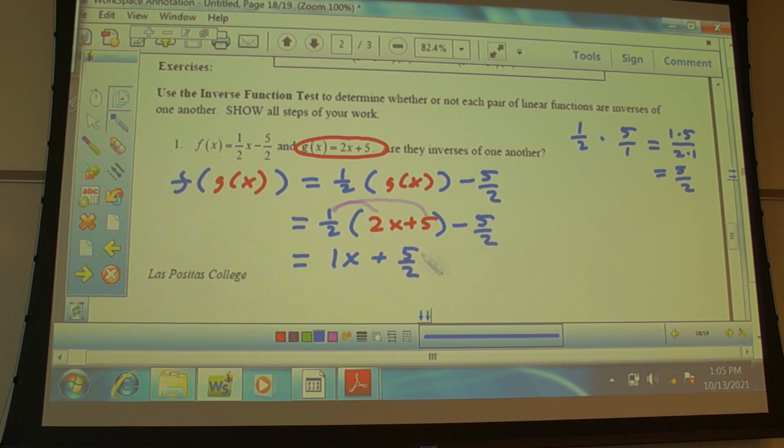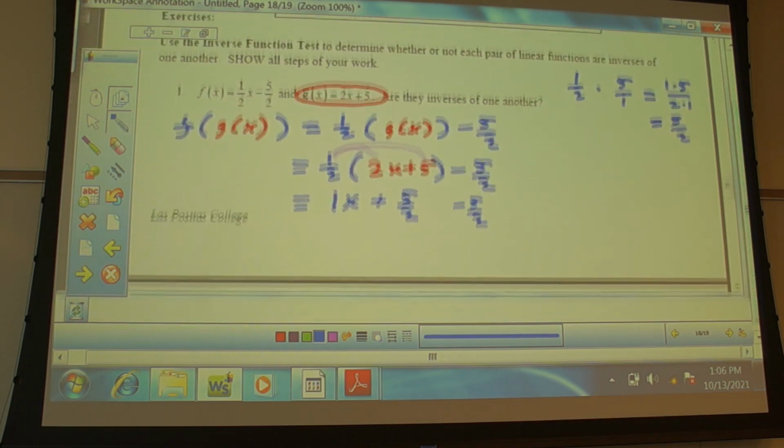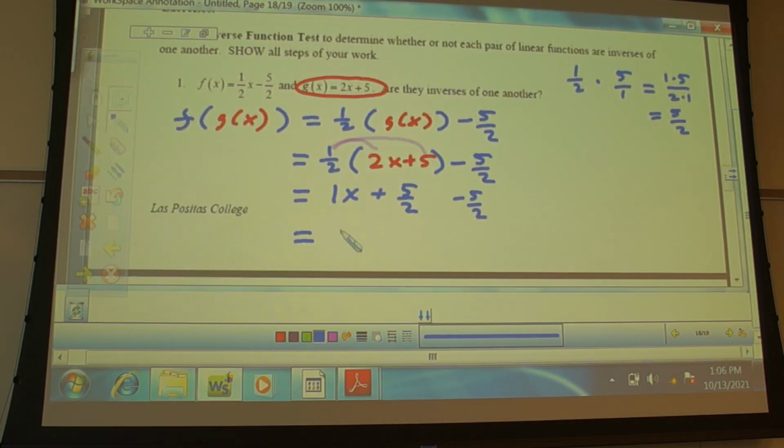Okay, and then that's this part here. And then the last part is minus 5/2. I just brought that down. And then if I'm adding 5/2 and subtracting 5/2, they go away. So this is equal to x.